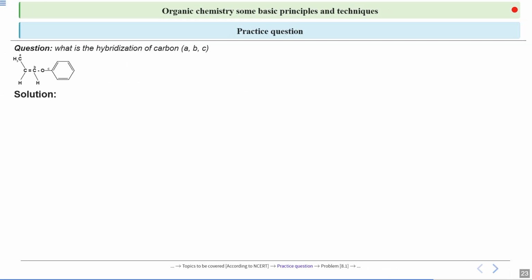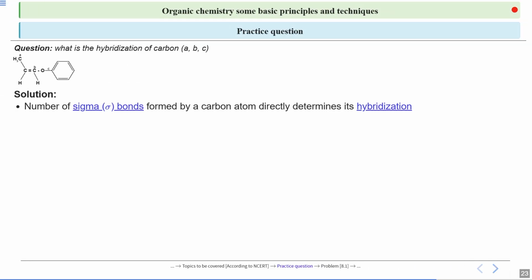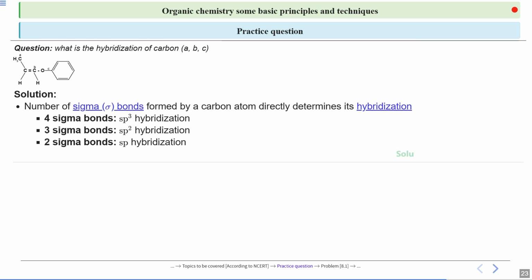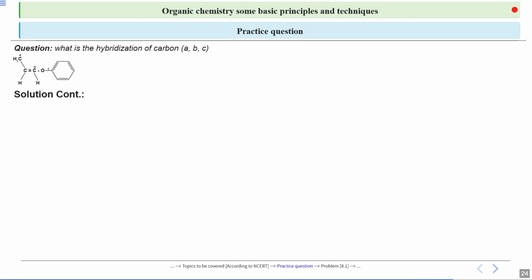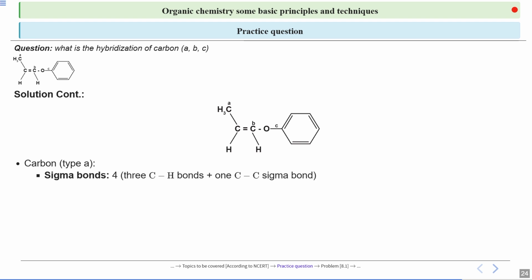So, we already know how to decide the hybridization. You have to count the number of sigma bonds, and if the number of sigma bonds is 4, it is sp3 hybridization. Then 3 sigma bonds means sp2 hybridization, and 2 sigma bonds means sp hybridization. With this generalization, moving on to each carbon, starting from carbon number A, we can say that carbon number A has 4 sigma bonds. How? 3 come from the carbon-hydrogen bonds and 1 from the CC sigma bond. Therefore, the hybridization will be sp3 for carbon number A.